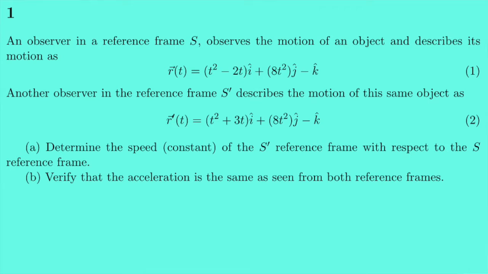Another observer in a reference frame S prime describes the motion of the same object as r vector prime equal to (t squared plus 3t) i hat plus 8t squared j hat minus k hat. A. Determine the speed constant of the S prime reference frame with respect to the S reference frame. B. Verify that the acceleration is the same as seen from both reference frames.